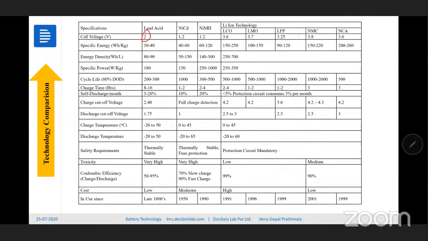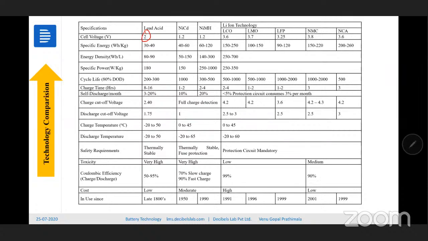First, I will discuss lithium ion technology. I won't discuss all the cathode materials separately; we'll take them all as a common thing, lithium ion technology. The average voltage for lithium ion technology is approximately 3.6 volts, which is almost 3 times more than nickel metal hydride and nickel cadmium technology, and almost double that of lead acid technology.